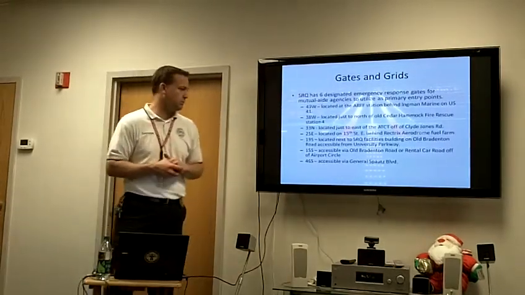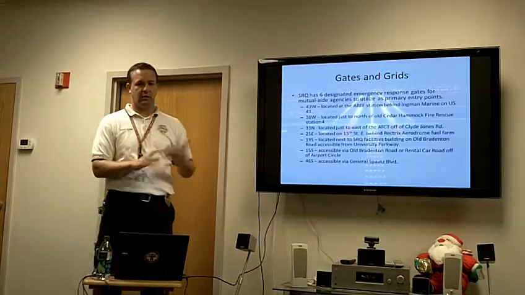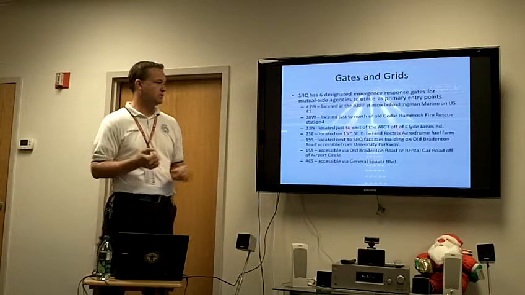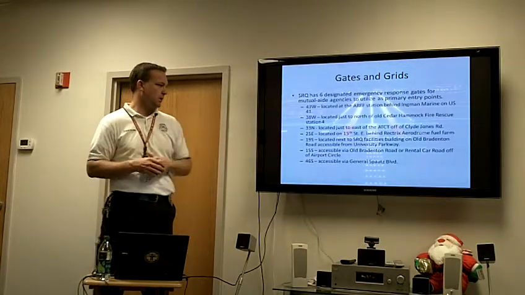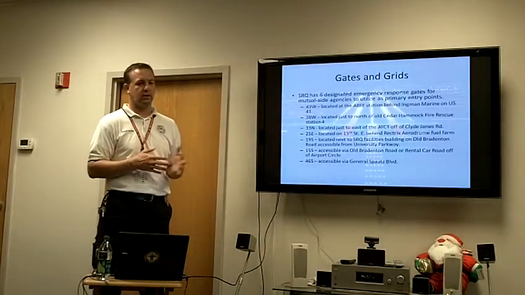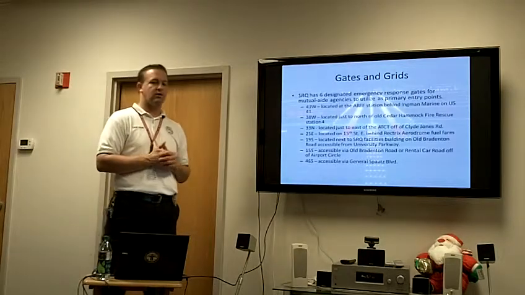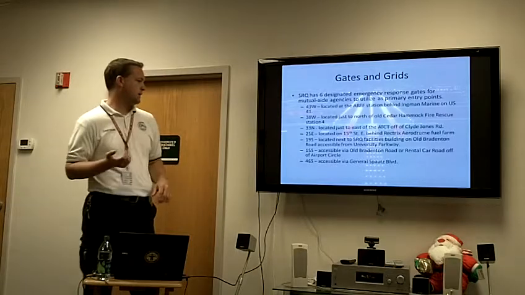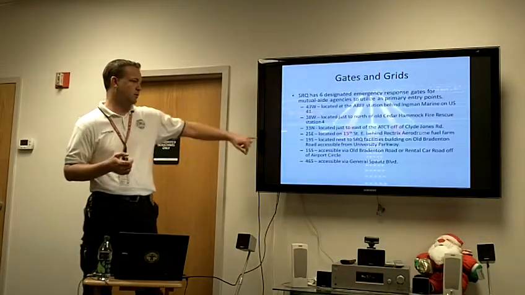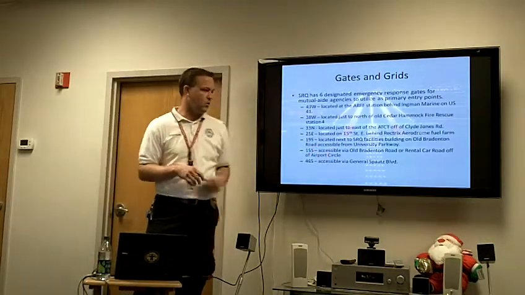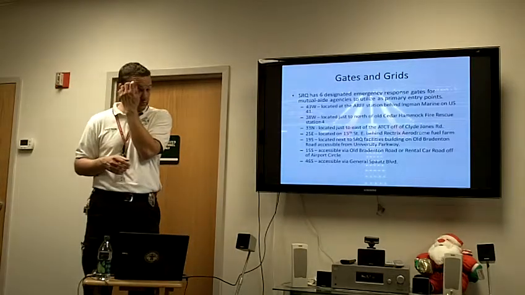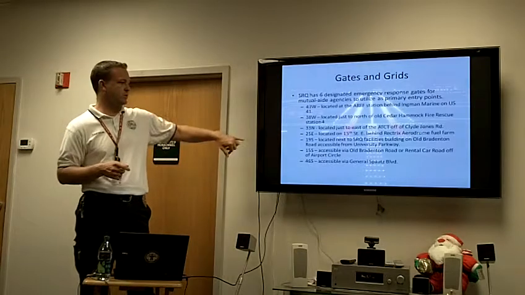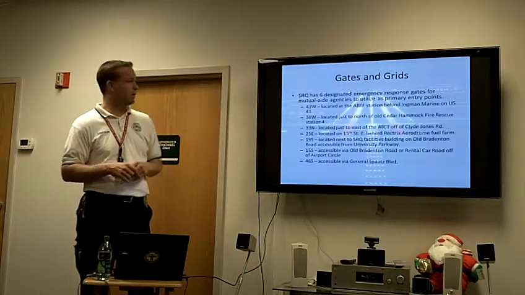Clyde Jones Road. 25 East, located off of 15th Street East, behind Retrix Fuel Farm. 19S is located next to the SRQ facilities, accessible off of University Parkway and Old Bradenton Road. 15S is accessible also via Old Bradenton Road or Rental Car Road if you take Airport Circle. And then 46S, lastly, is accessible via General Spats and US 41.